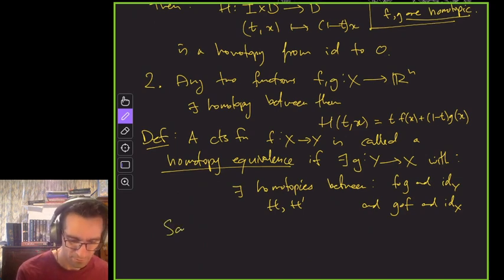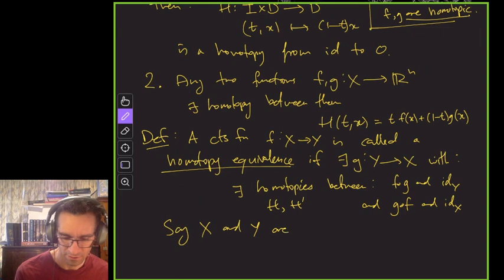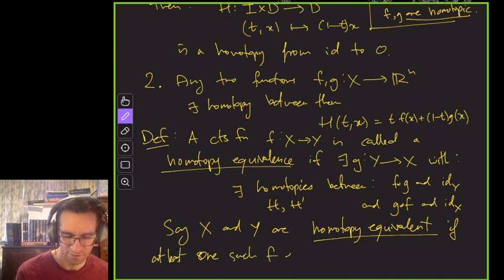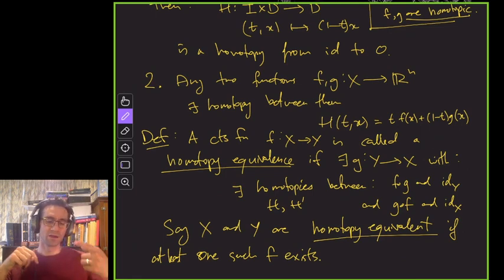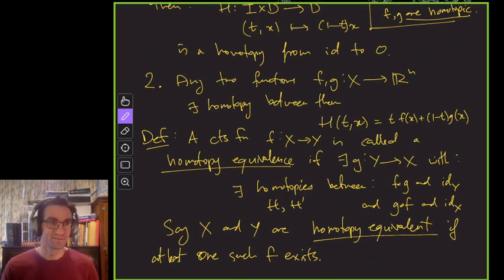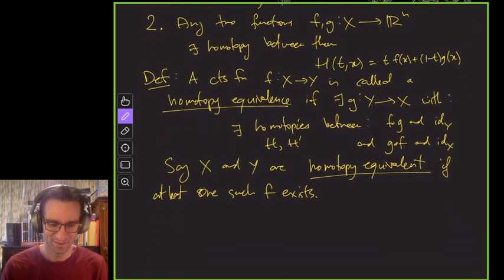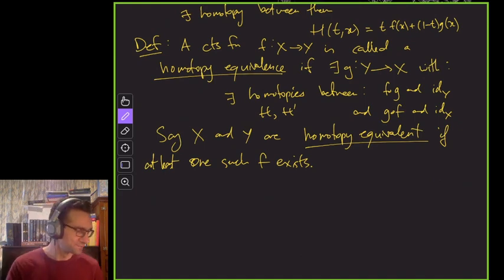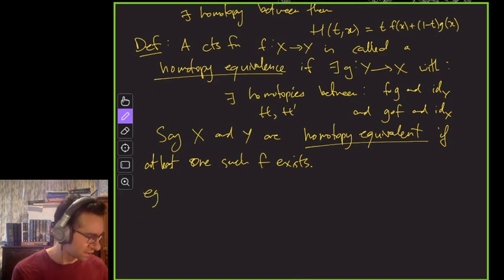Okay, and then we say x and y are homotopy equivalent if at least one such f exists. I mean, they can be homotopy equivalent in different ways. You could pick a different f and get different homotopy equivalences. It's like saying a group has automorphisms, like it's isomorphic to itself in different ways, or like two groups are isomorphic in different ways.